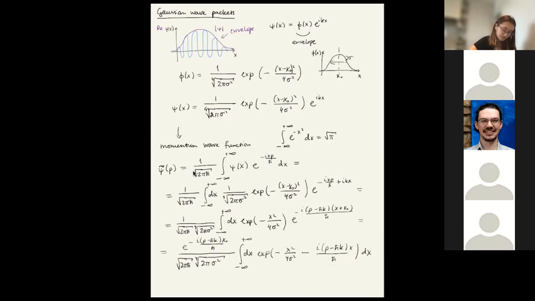And how do I do this? Well, this is in this case pretty simple. So here what we get is exponential of minus (x plus 2i sigma (p minus hk) over h bar) squared, minus sigma squared (p minus hk) squared over h bar squared. So I will not do this in detail here, but the idea is just take out this full square so we can just integrate it. And then we're also left with this remainder term here, which would just go out of the integration.